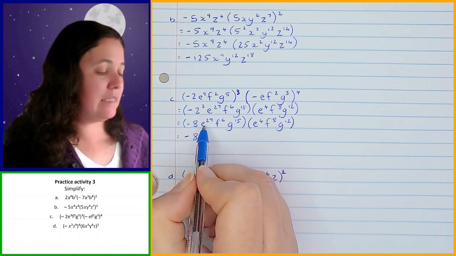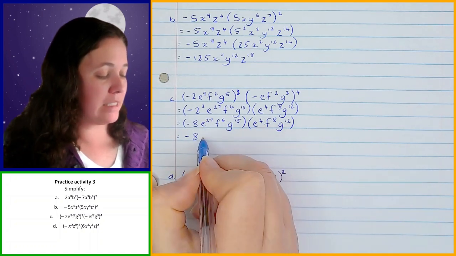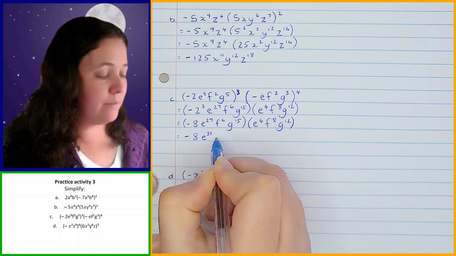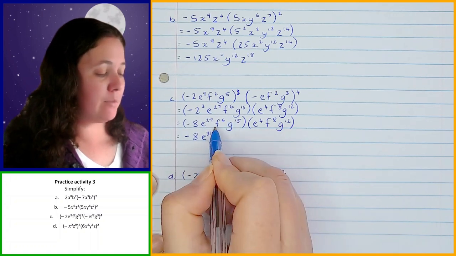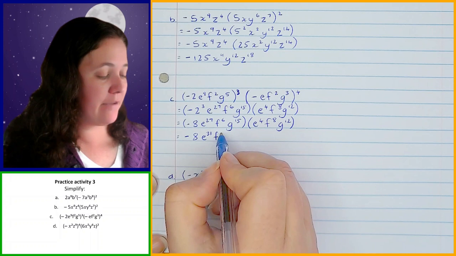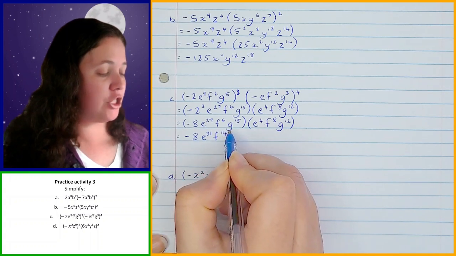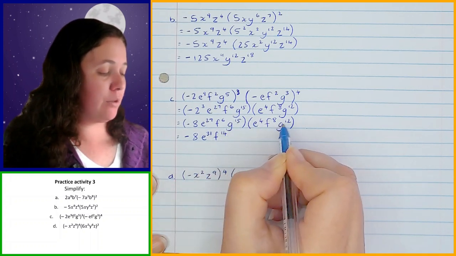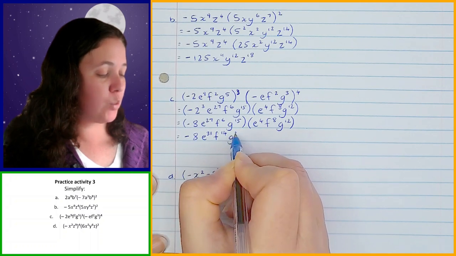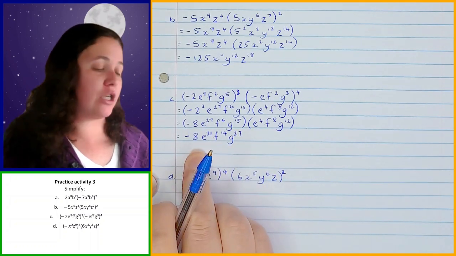Then I've got my e's, e to the power of 27 times e to the power of 4 is e to the power of 31. Then my f's, f to the power of 6 times f to the power of 8 is f to the power of 14. Then my g's, g to the power of 15 times g to the power of 12 is g to the power of 27. So that's what you should have got for question C.